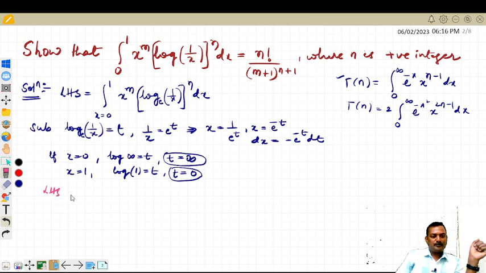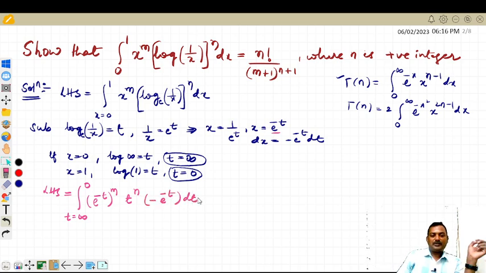LHS is equal to the integral where t runs from infinity, since when x equal to 0 the t value is infinity, to 0. The x value is taken as e raised to minus t, whole raised to m, into log of 1 by x, which is equal to t, this will become t raised to n. What is dx? dx is minus e raised to minus t into dt, student. Okay. Fine.